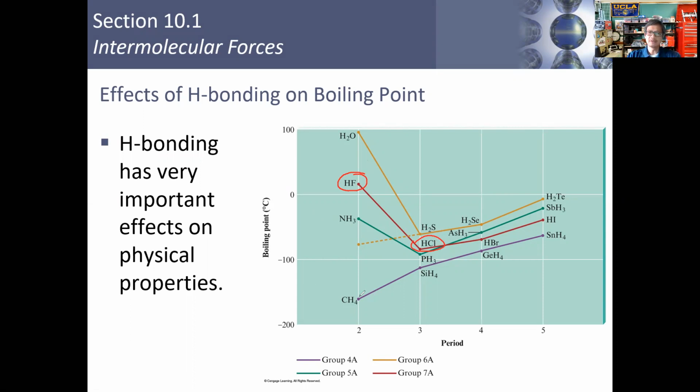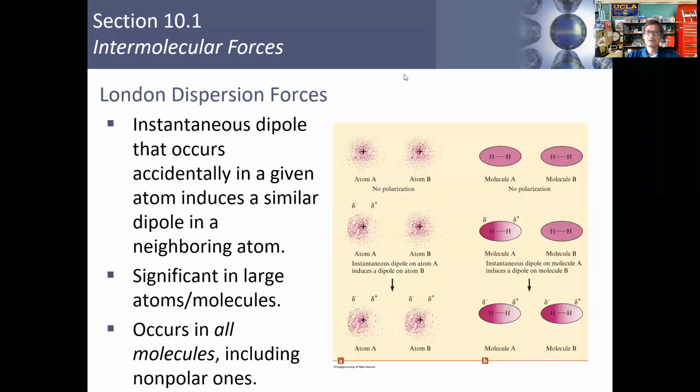But do keep in mind here that just because a molecule has hydrogen atoms does not mean it can hydrogen bond. Remember, what it also needs is to be attached to a very electronegative atom, and that electronegative atom must have lone pair electrons. All right, so with that said, the last thing I want to talk about real quickly is just the London dispersion forces.